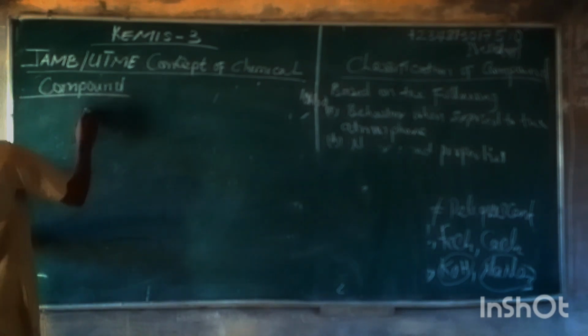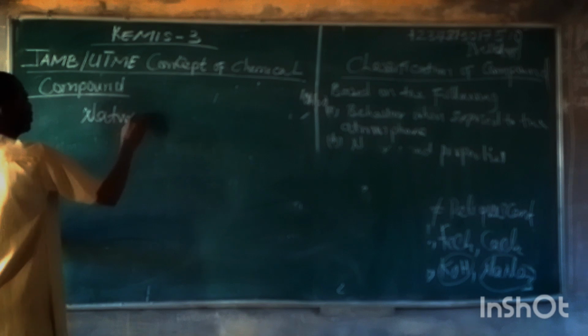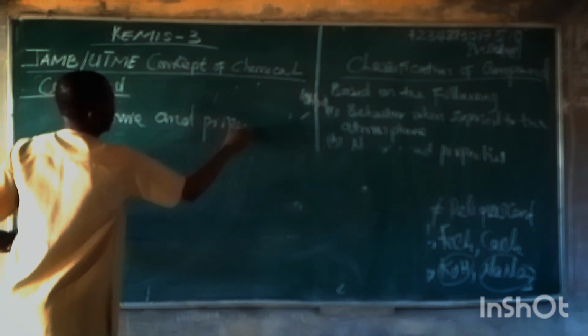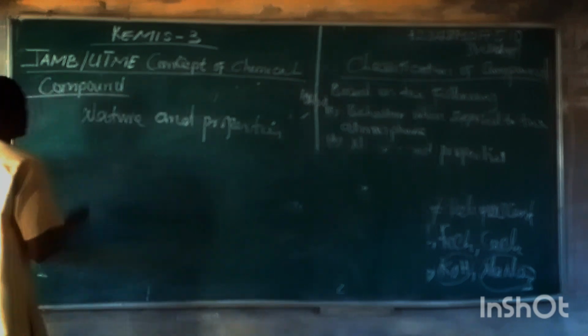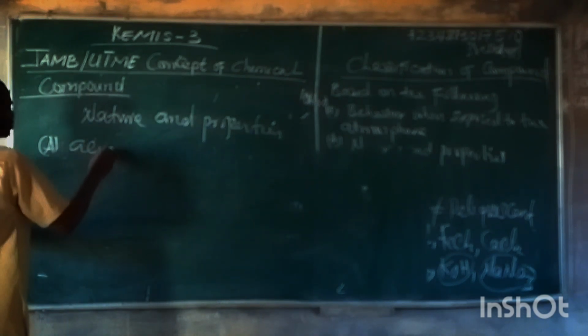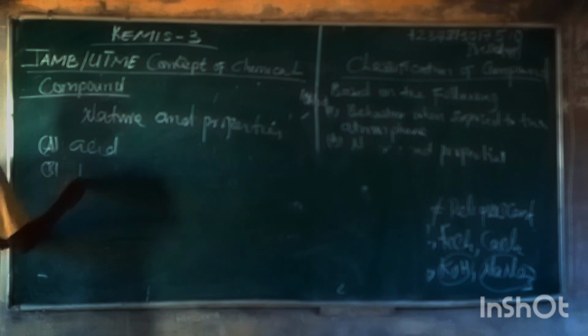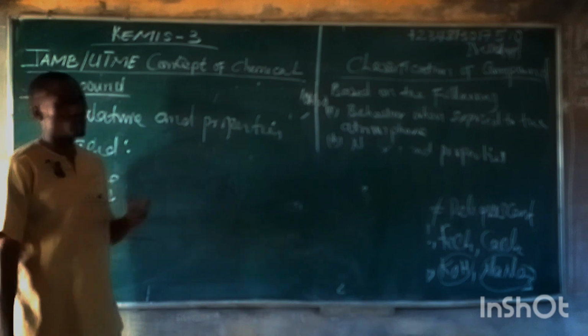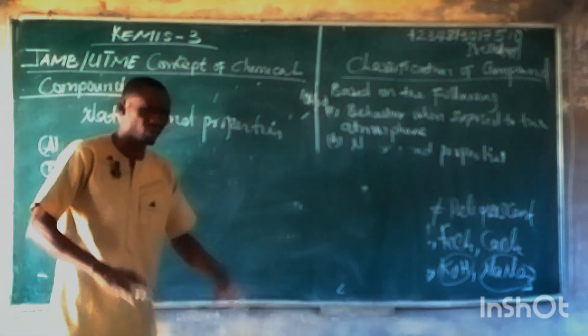Now we go about the nature and the properties. Alright? So for A, there can be an acid. For B, there can be a base. For C, there could be a salt. Now, when a compound is an acid, it contains hydrogen ion. Very simple. Let's go with that.